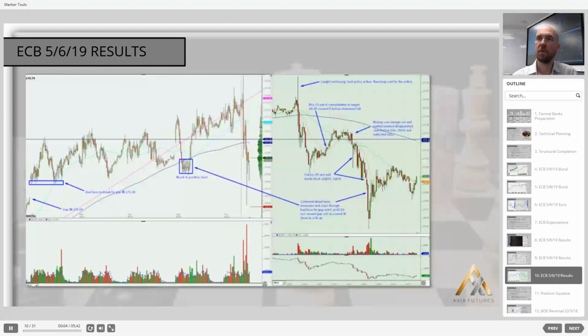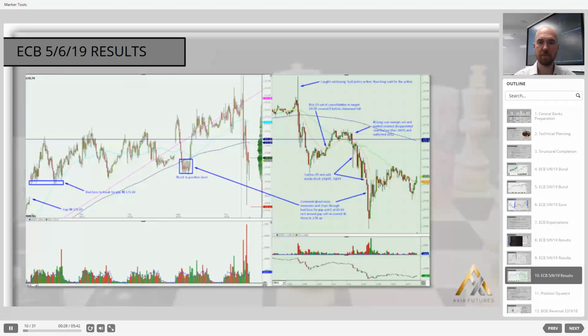Okay, so what we've got here is how the Bund actually played this trade out. You can see the block that we mentioned on the left hand side, and you can also see the gap that was then to be filled down at 171.69. Now the Bund took on a very similar move to the euro. On that initial comment, you got a spike up, the potential of a dovish scenario of more policy action.